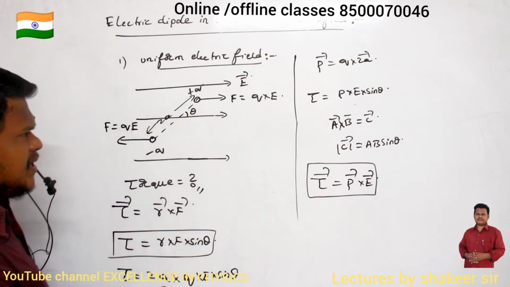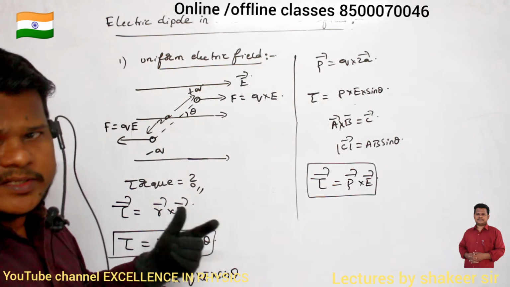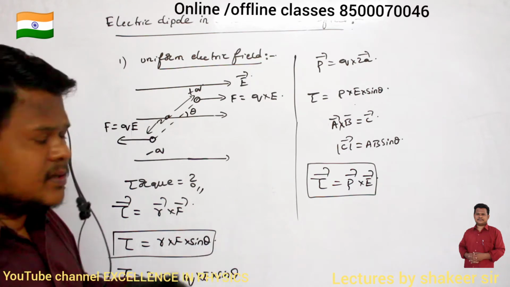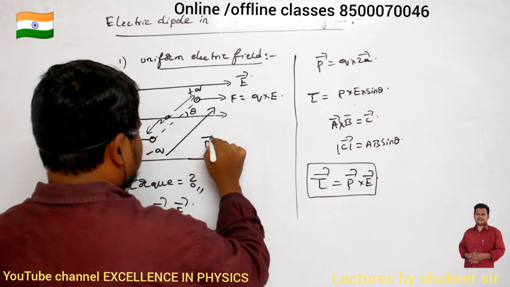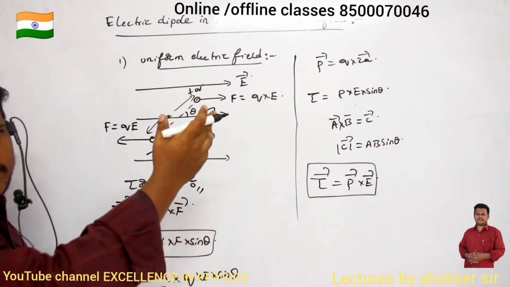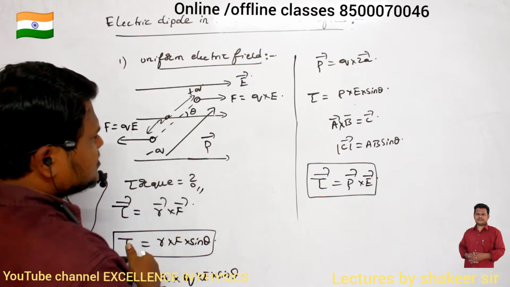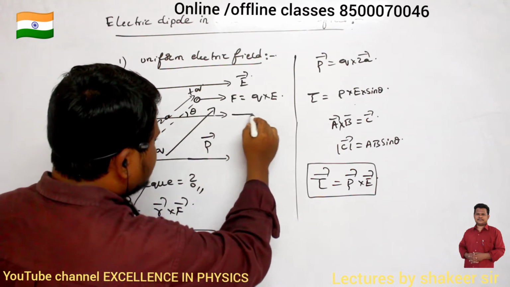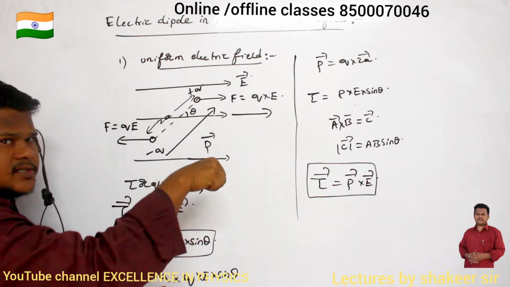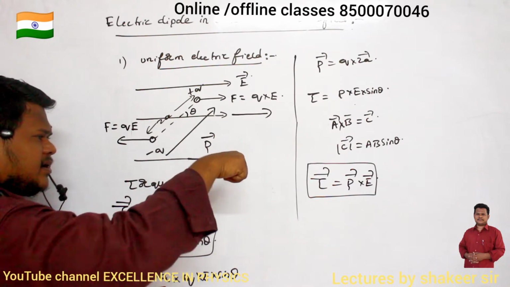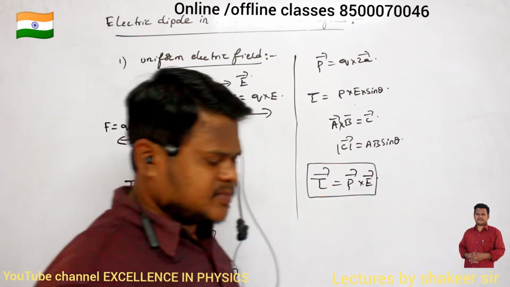What is the direction of P dash here? P dash is always in the direction of negative charge to positive charge. Already we have studied this. And the electric field is in this direction. So for P dash cross E dash, what is the direction of the thumb? The thumb is perpendicular and inside the board. That is the direction of torque. Come on, make a note up to here.